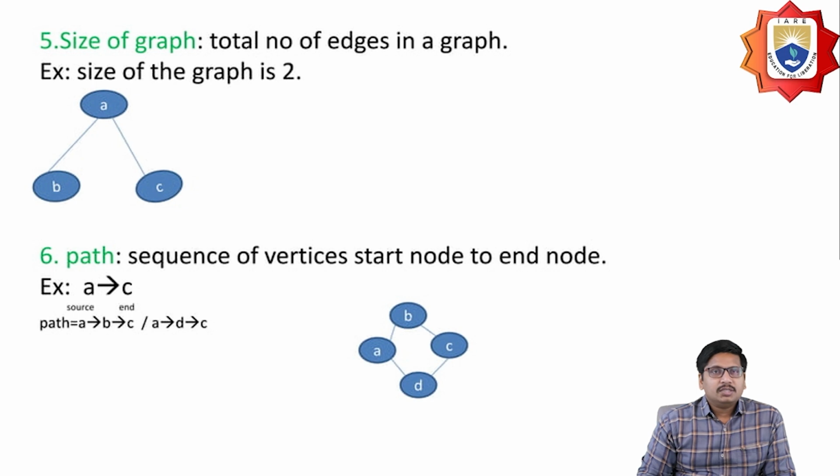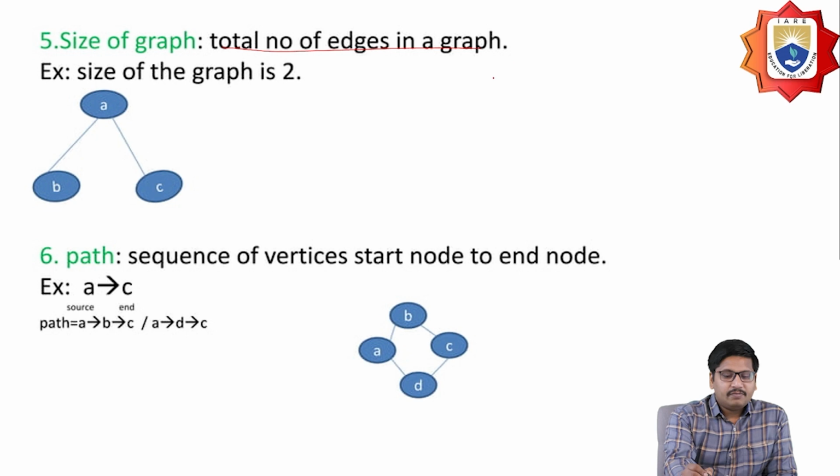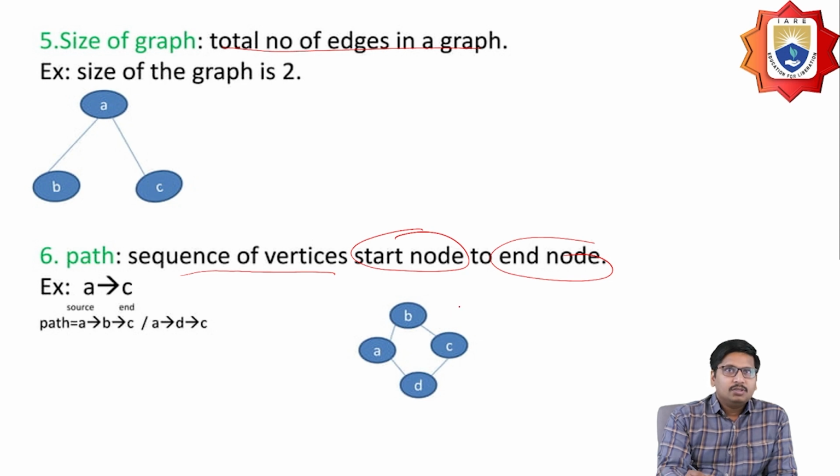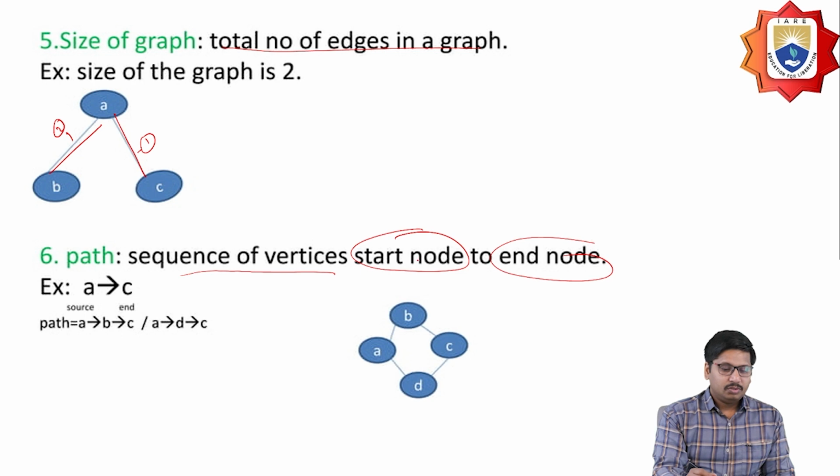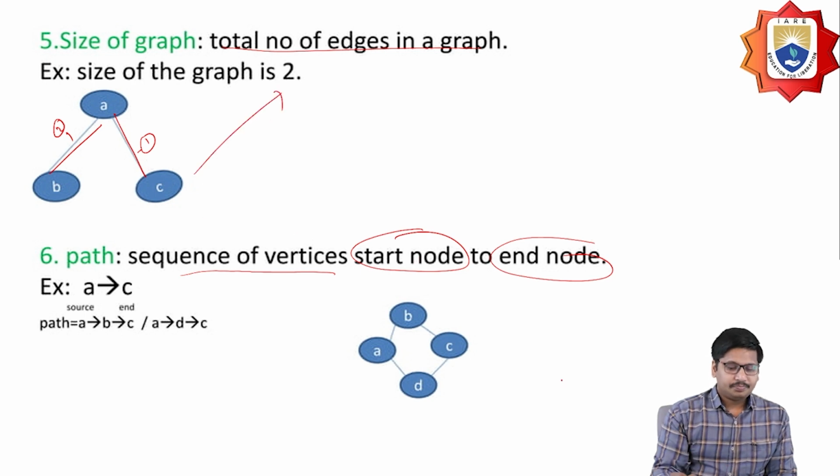And next one is, what is the size of the graph? The total number of edges in a graph is considered as the size of the graph, and it should be 2 here also. The number of edges in the graph is 2, so that's why the size of the graph is 2 here.